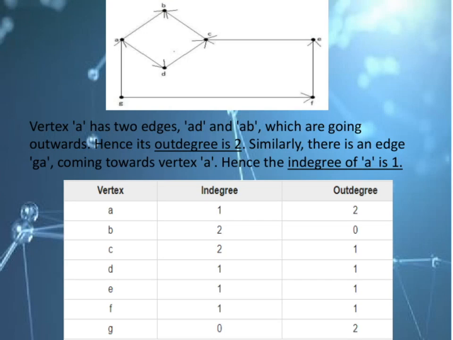Now let's take a closer look at vertex A. As you can see, it has two edges that are going outwards. These are labeled AD and AB. Because there are two edges leaving A, we say its out-degree is 2. This tells us how many connections are originating from this vertex.